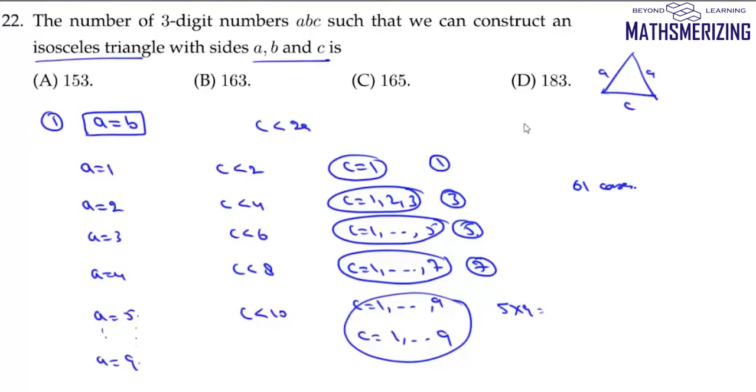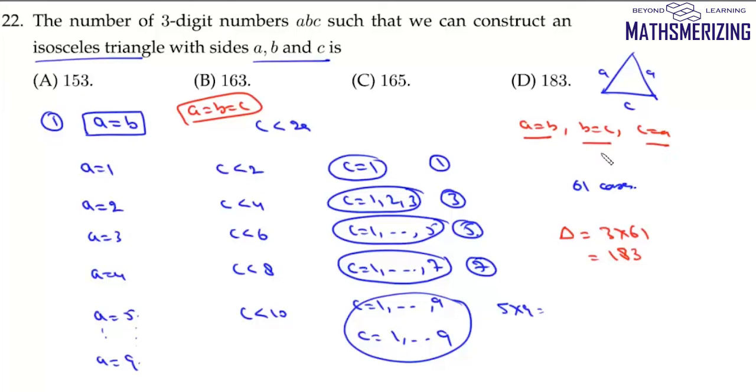Now there'll be 3 such possibilities: either A equals B or B equals C or C equals A. So the total number of such cases will be 3 into 61, which is 183. Now here we have a problem, and the problem is if the triangle is equilateral, that is when A equals B equals C, we have counted this case for each of the 3 cases.